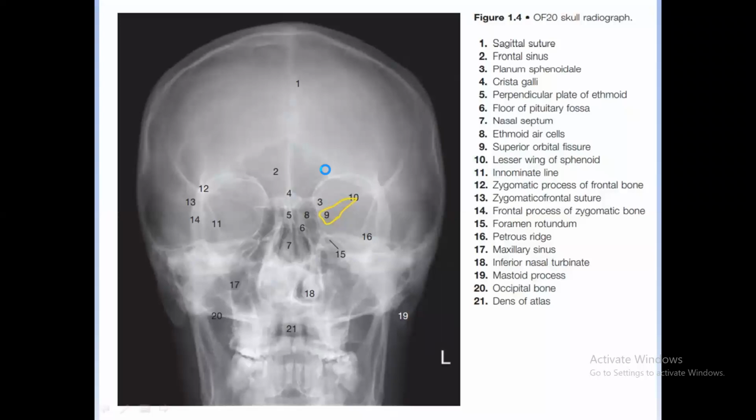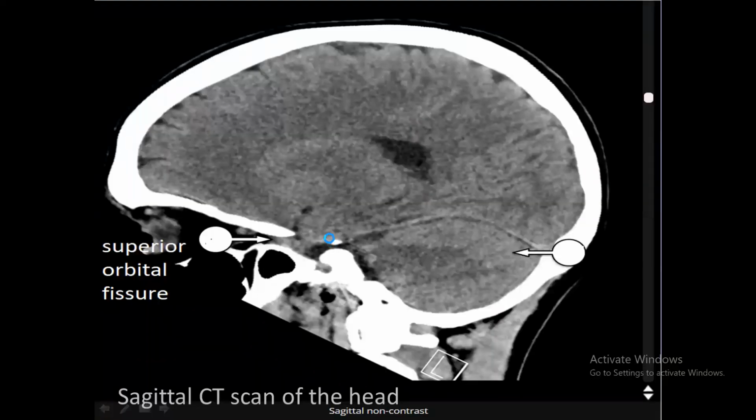This is the occipitofrontal view with 20-degree caudal angulation, in which you can see clearly the superior orbital fissure. And this is a sagittal CT scan of the head, in which you can see clearly the superior orbital fissure.